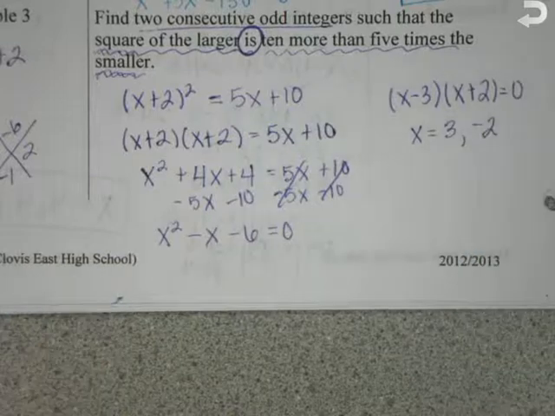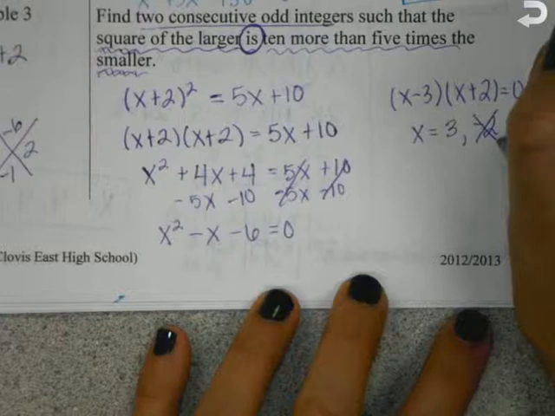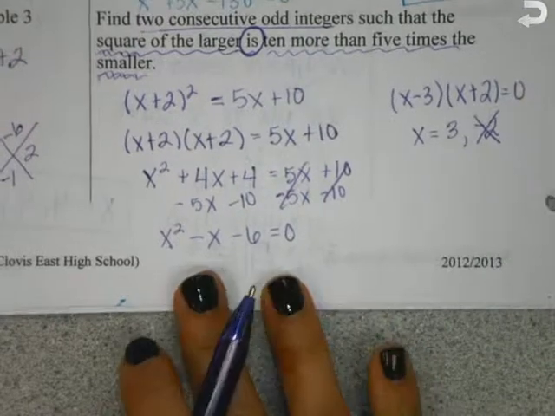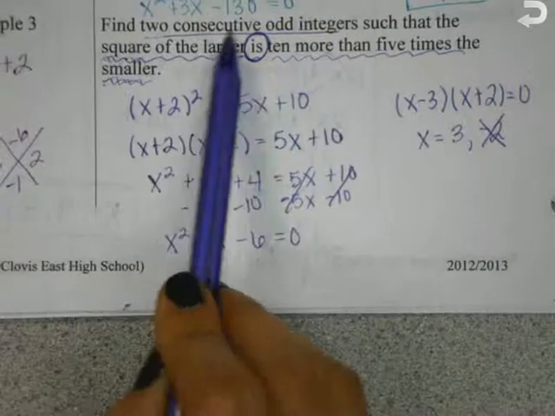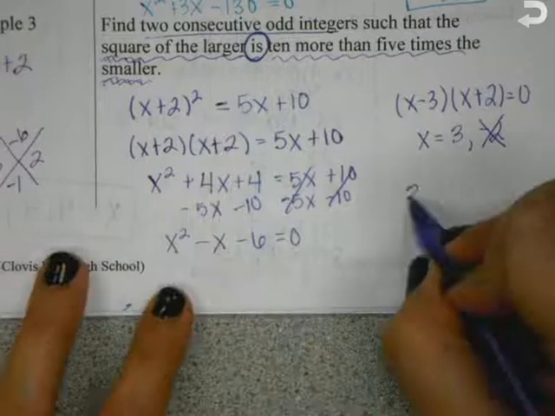So what's the question asking me? The question is just asking me to find the two integers. So one is 3, and what's the next odd number? 5. So 3 and 5. Those are the answers.